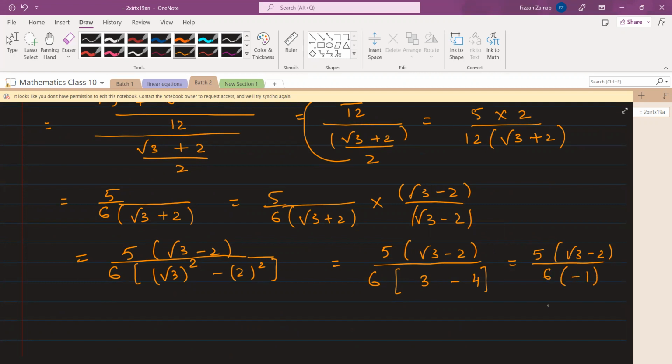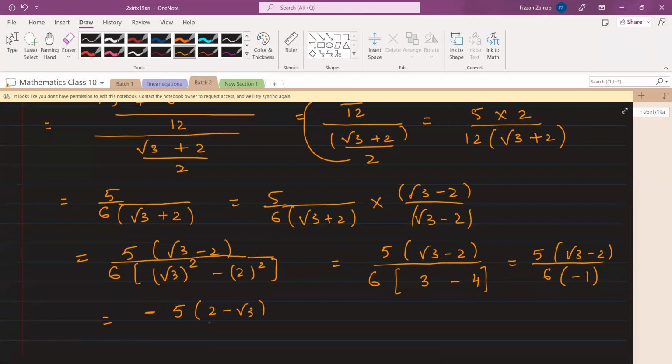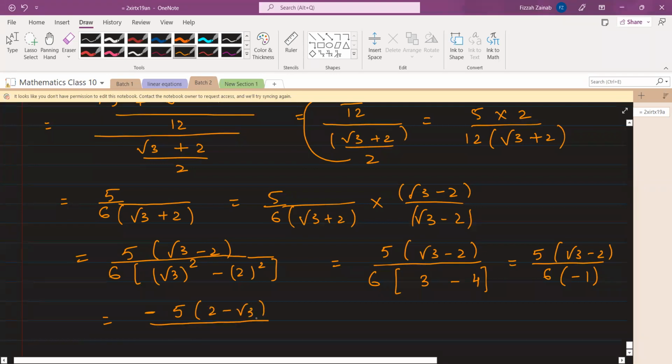So from the numerator, you can take out minus 1 outside. If I take minus common, it will be 5 into 2 minus root 3, right? 2 will become plus and root 3 will become minus. And then you have 6 into minus 1, which is actually minus 6. So minus and minus cancel out. So it is 5 by 6 into 2 minus root 3. That is the answer.